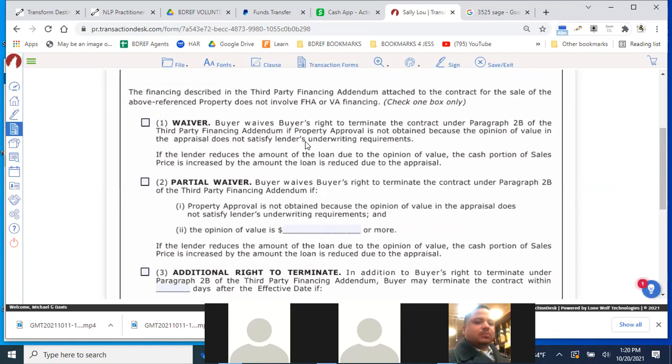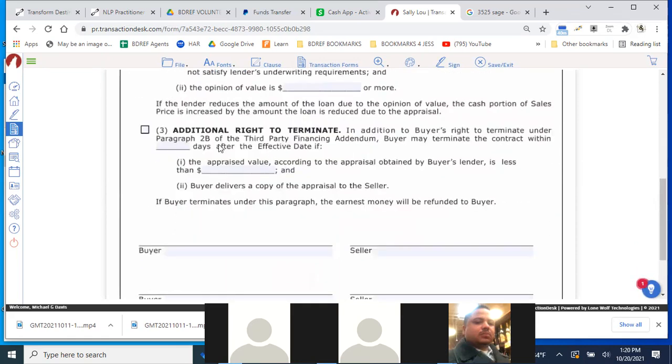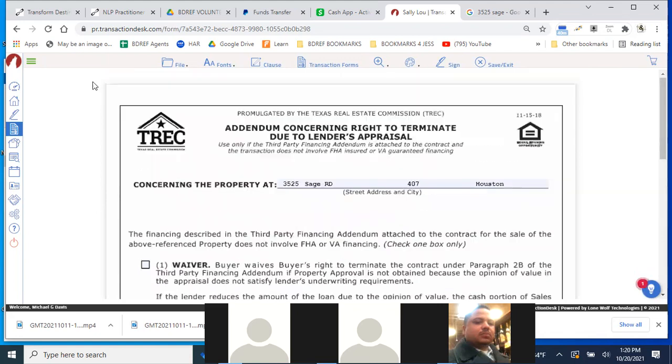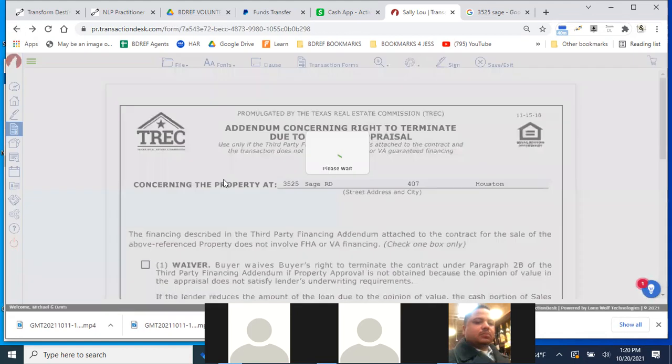So if it comes in at 180, even if you have an extra $20,000 to cover that difference, the lender is only going to do 80% of 180. So you're going to need more than that. They're not doing 80% of 200. They're doing 80% of 180. Whatever that appraisal amount is, that's what they're coming in at as far as the amount that they're going to do. So that's that one. That's that addendum.